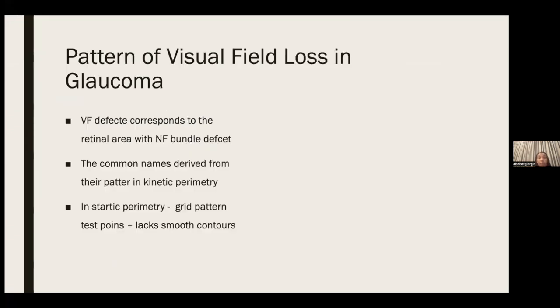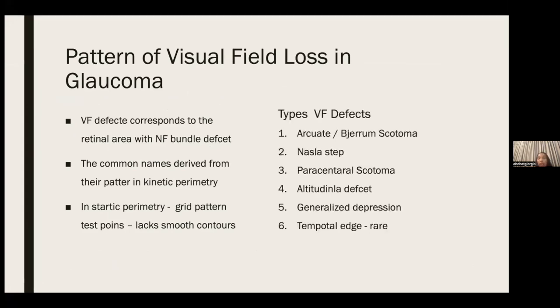So coming to the pattern of visual field loss in glaucoma, visual field defect corresponds to the retinal area with the nerve fiber bundle defects, and the common names derived from their pattern in kinetic perimetry. In static perimetry, with the grid pattern of test points, there is a lack of smooth contour, but the name is derived from the kinetic perimetry. So coming to the types, there are the names: arcuate or Bjerrum scotoma, nasal step, paracentral scotoma, altitudinal defect, generalized depression, and temporal wedge, which is a rare one.